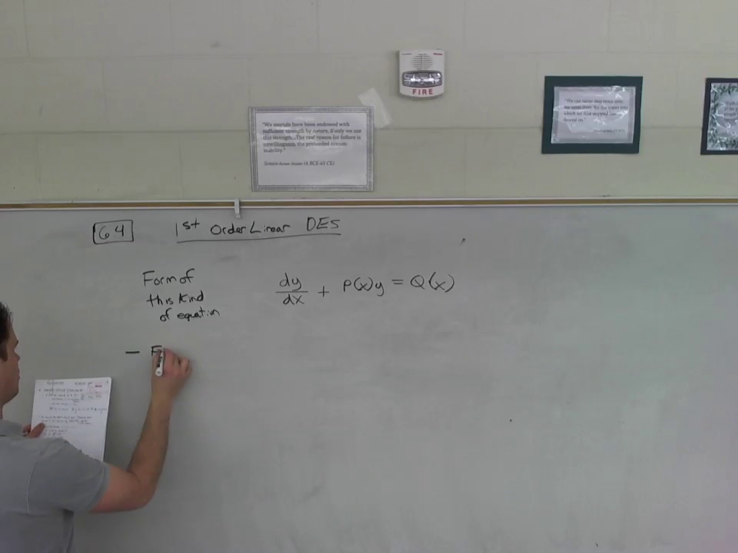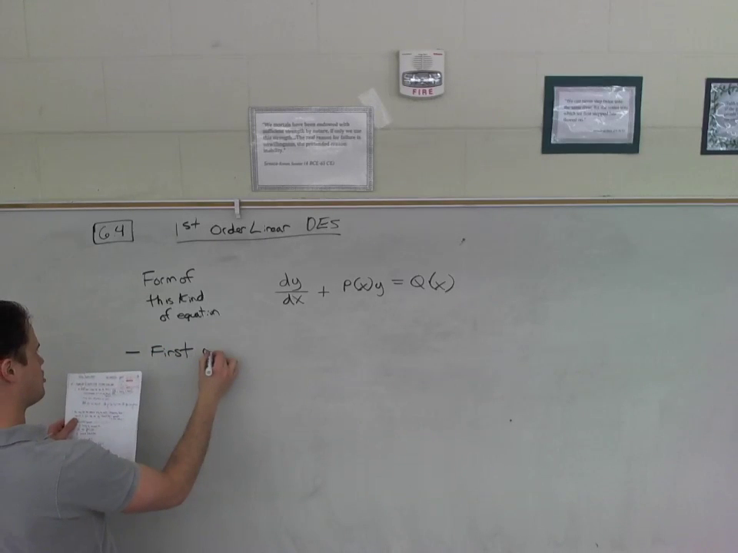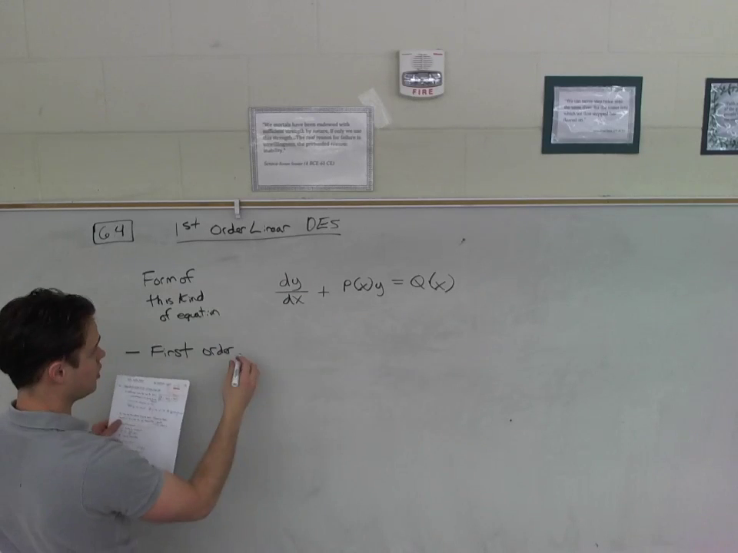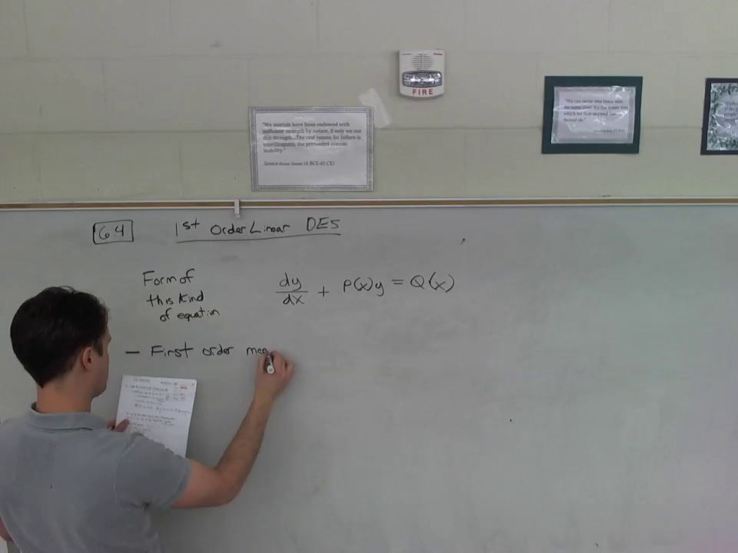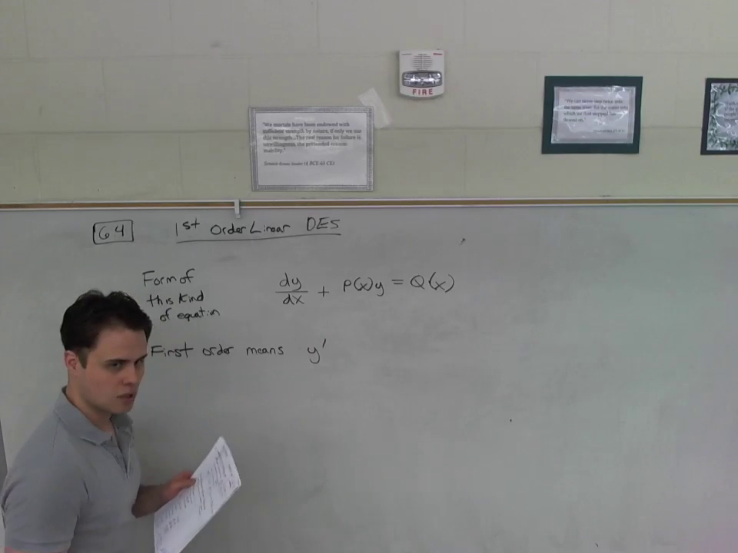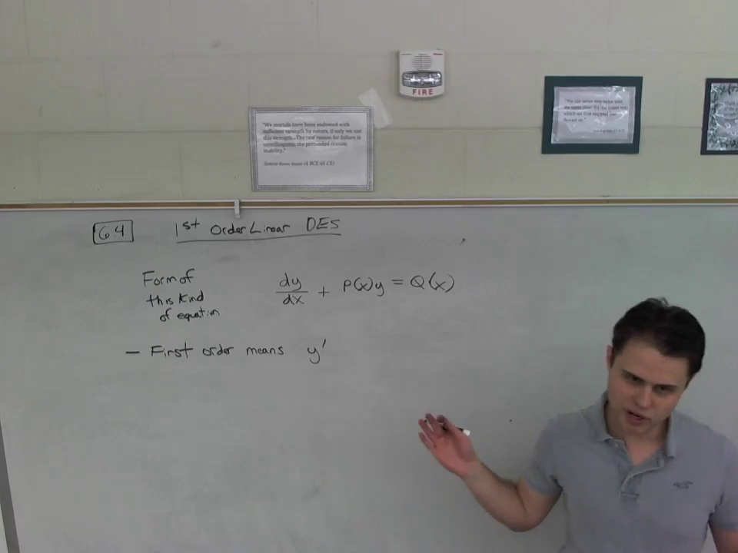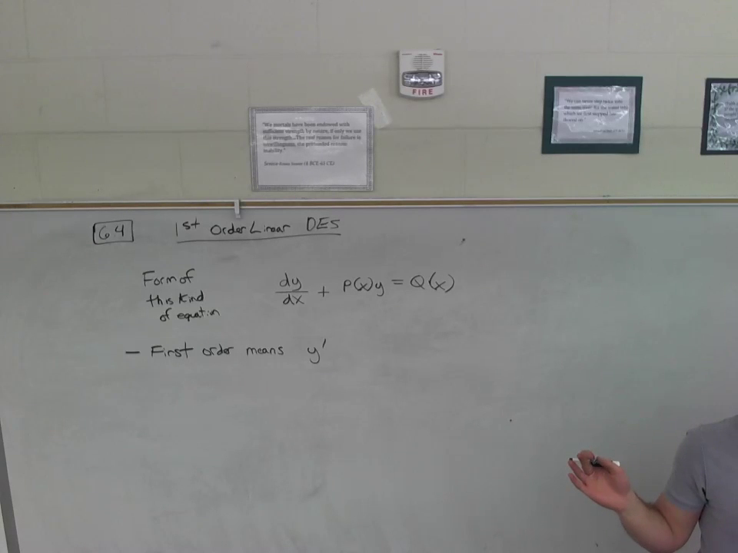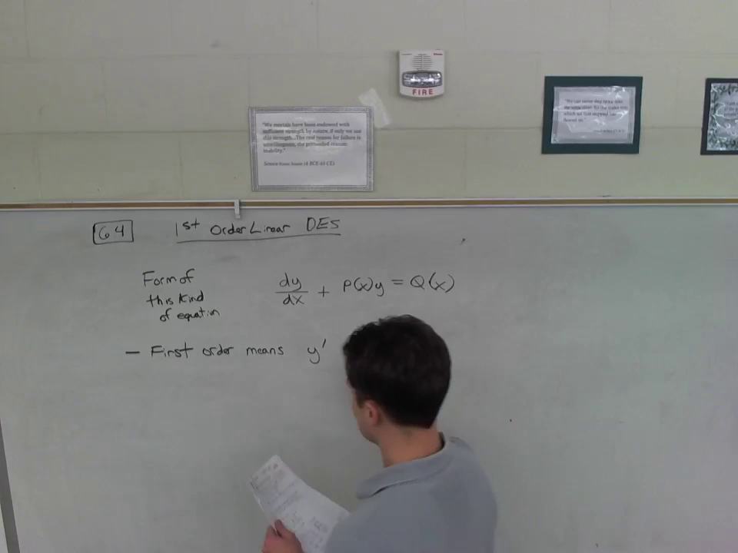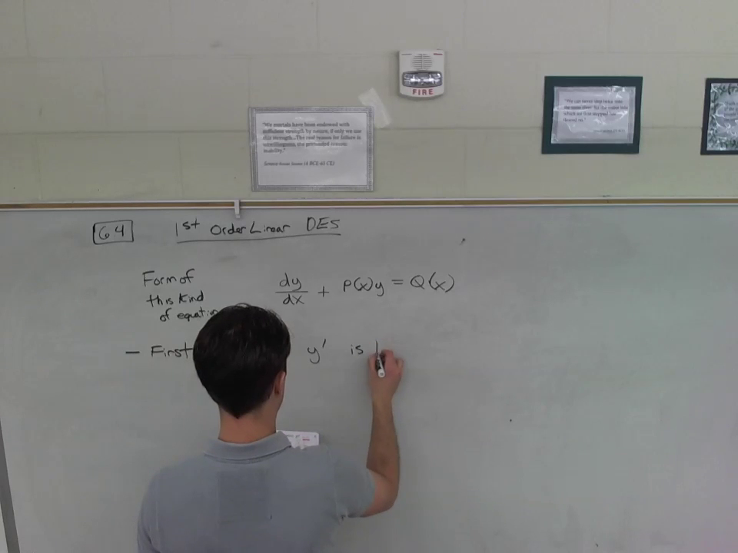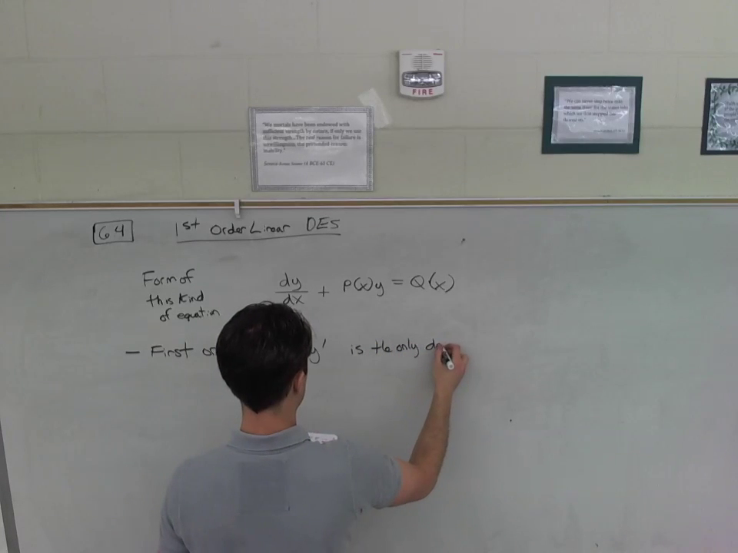So let me give you a couple notes about the form. First order, because it's first order linear, first order means y prime is the only derivative in there. If there's y double prime or y triple prime, it's off the table. Can't do this. So that's kind of limiting, isn't it? But it turns out you can do second order and third order equations really similarly to this. So if you really know this and you take another class, you'll be like, oh, okay, it's not hard. First order means y prime is the only derivative expression.